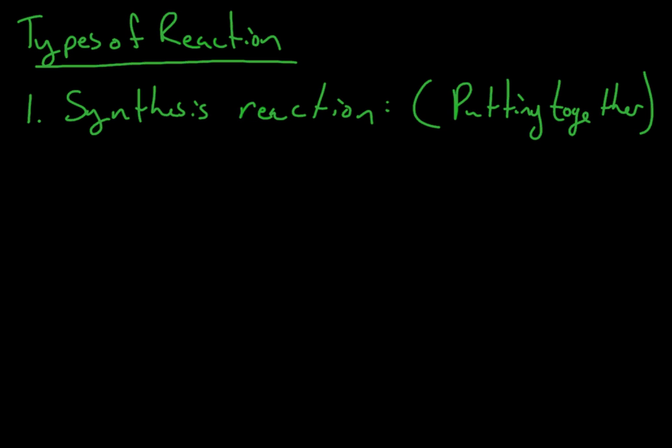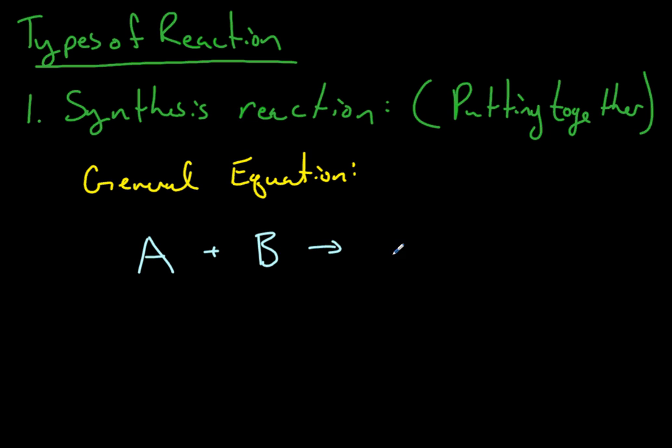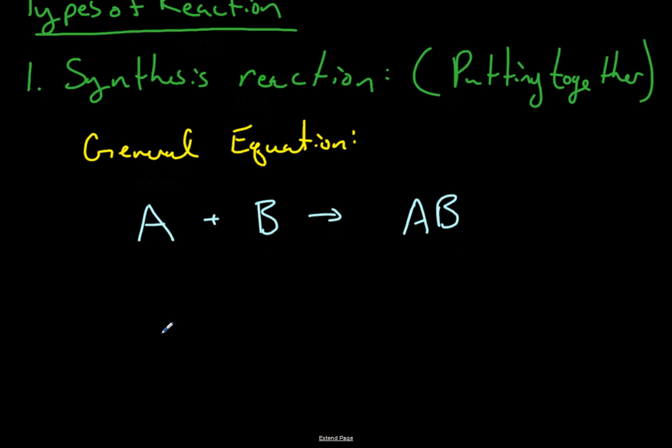So one general equation for this is something that looks like this. Reactant A plus reactant B makes reactant or compound AB. Okay? So that's a general equation for synthesis, and hopefully you can see why that's synthesizing. We're taking two separate things and making one new whole, right?